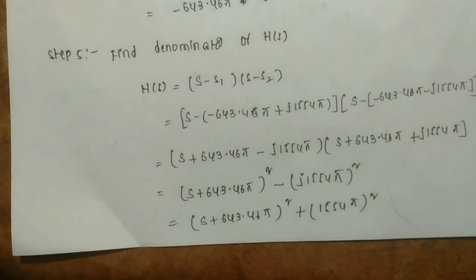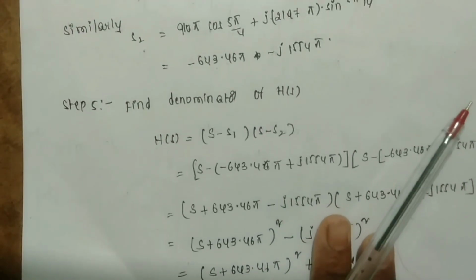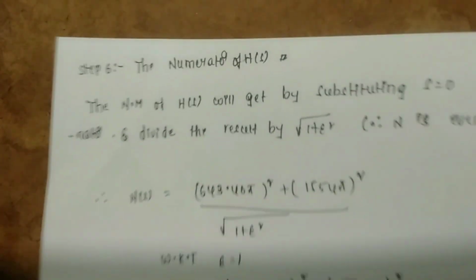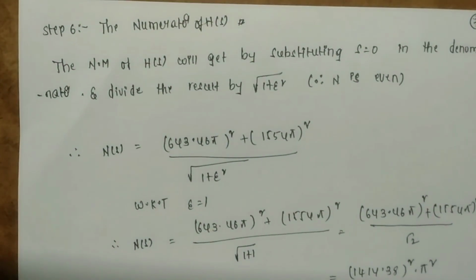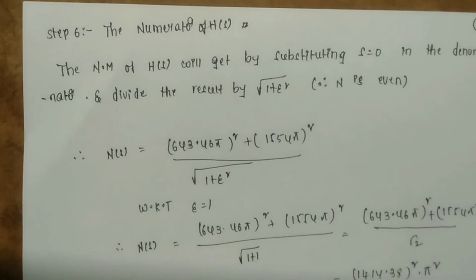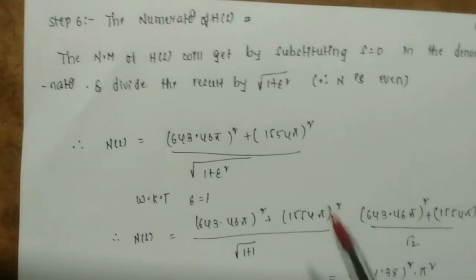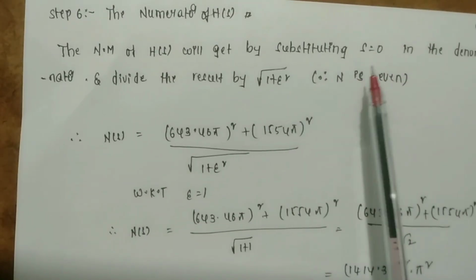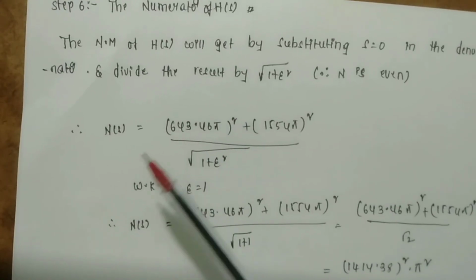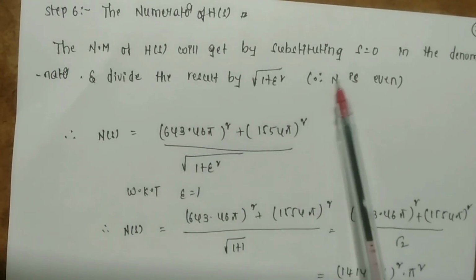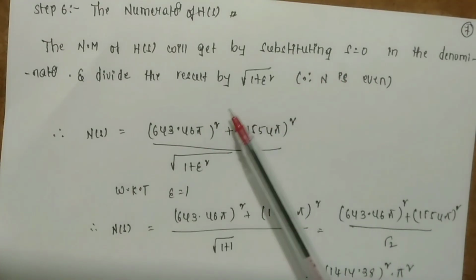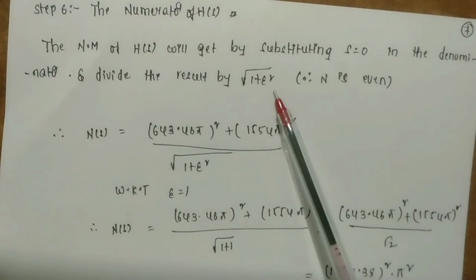Next, the denominator term alone is not sufficient for calculating h of s. You have to calculate the numerator. Now let us calculate the numerator function. You will get the numerator value by substituting s is equal to 0 in the denominator. The denominator function we have calculated. Now we are substituting s is equal to 0 in this equation, and you have to divide that by 1 plus epsilon square, since n is even.